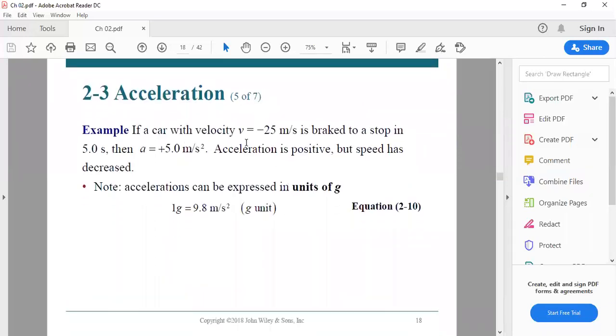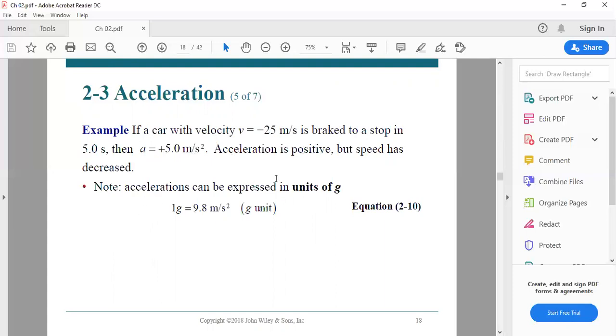So for example, if a car with velocity v equal to minus 25 meters per second is braked to a stop in 5 seconds, then the acceleration is 5.0 meters per second squared. The acceleration is positive, but the speed is decreased. And what that basically means is that as the car is moving backwards, but eventually gets slower and slower, the reason is that the car is accelerating in this direction until eventually it comes to a stop.